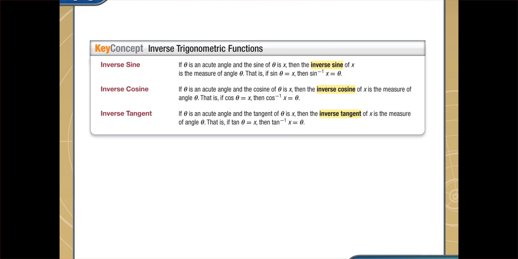And there are six inverse trig functions. Here we only look at three of them: inverse sine, inverse cosine, and inverse tangent.